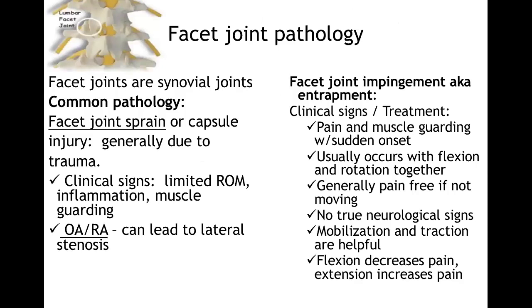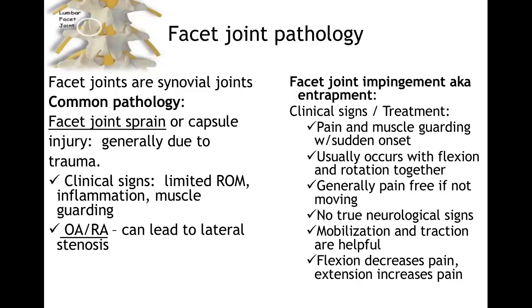Okay, so facet joint pathology. The facet joints, as you know, are the synovial joints. A facet joint sprain or a capsule injury can be generally due to trauma. Clinical signs are going to be obviously a limitation in range of motion. There can be inflammation, there can be muscle guarding depending on how serious the pathology is.